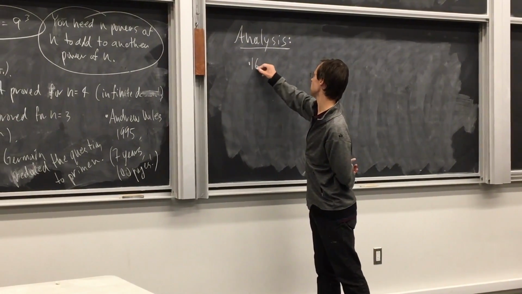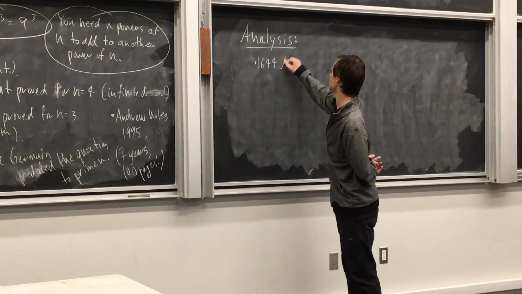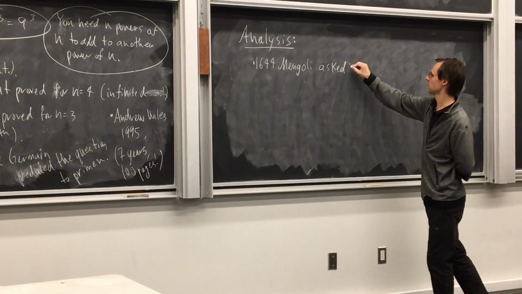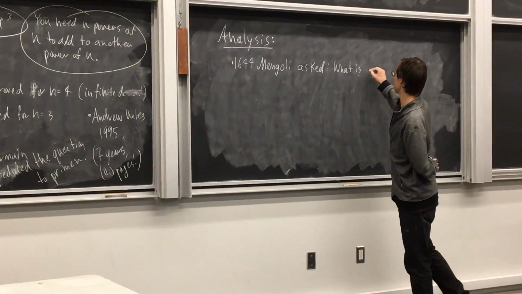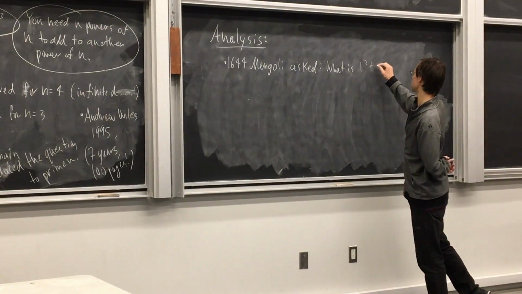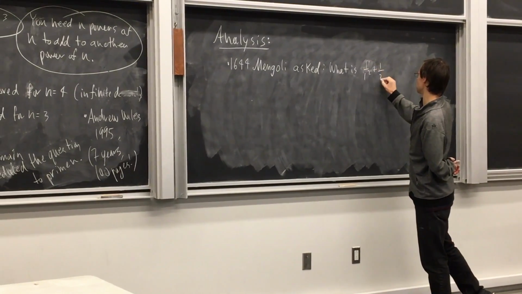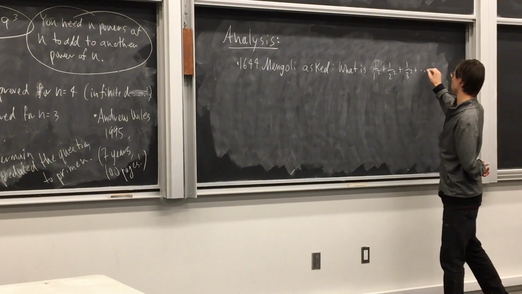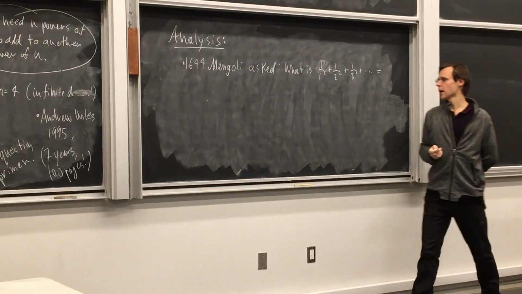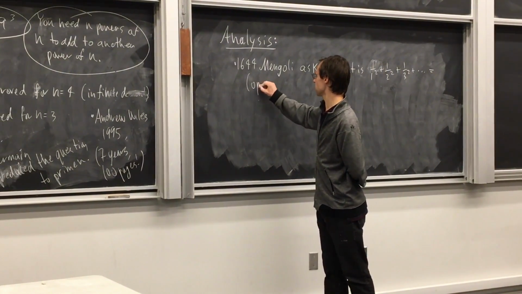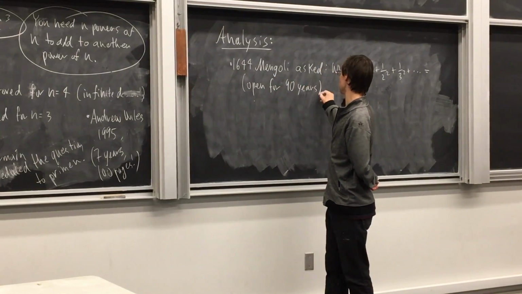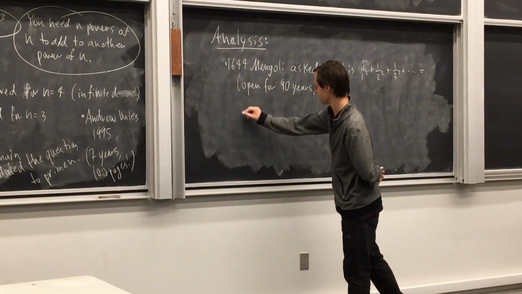1644, I think it was. A guy named Mengoli asked the following question: what is the sum of the reciprocals of all the perfect squares? So what is 1 over 1 squared plus 1 over 2 squared plus 1 over 3 squared plus ... equal to? Can we find the exact value of that infinite sum? And this remained an open problem for 90 years, and then it was finally solved by Euler.